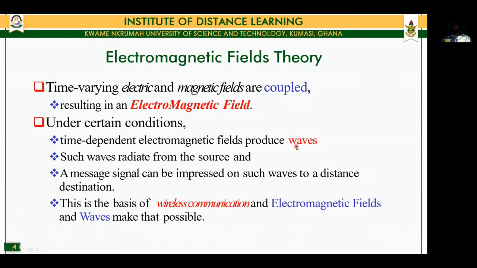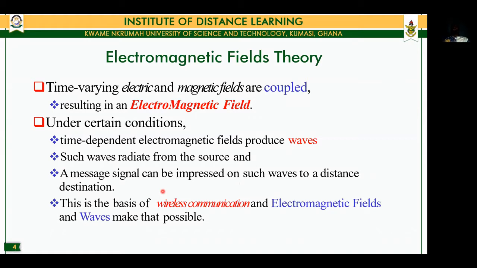of a wave. If you have observed the phenomenon of dropping something in a river or in water, you see that it will create waves. Similarly, you have a time-dependent wave or time-varying field. It can propagate in the form of waves. And if it does that, it will radiate away from the source, and therefore it can carry a message, or a message signal can be impressed on this wave to a distant destination.